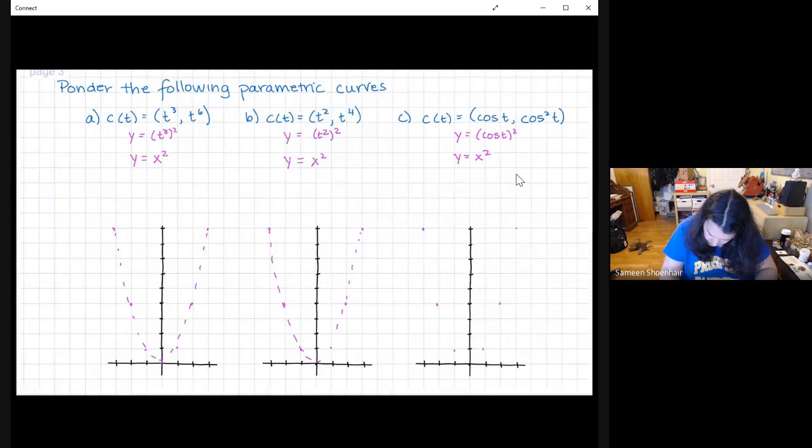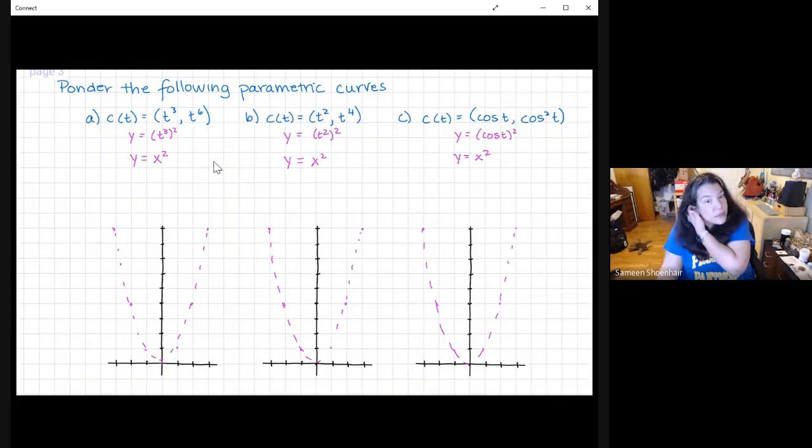Let me just get these points. All right. So one way to think about it, let's think about the range of each one of these functions for x and y. So x is t cubed, and there's no restriction on t on any of these. So we're going to assume that t is all real numbers.